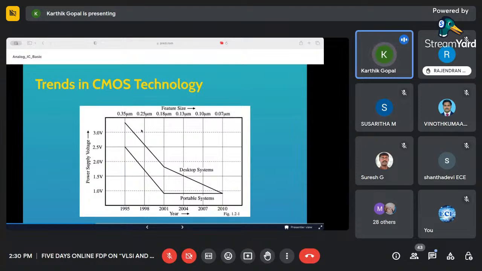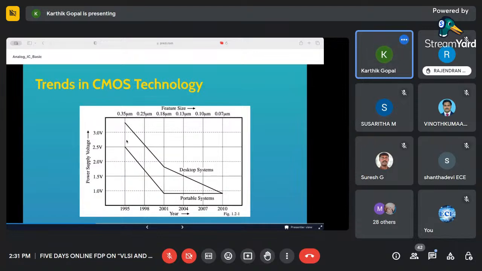So these are the trends in CMOS technology, complementary metal oxide semiconductors. As the years pass, earlier the supply voltage was 3 volts for desktop systems and 2.5 volts for portable devices. Each battery in our mobile phone can provide a 5 volt supply. And the chip inside the mobile phone, in this case in 1995, needs 2.5 volts. So when the battery drains from 5 volts to 2.5 volts, it will work until 2.5 volts. After that, the system will die off soon.